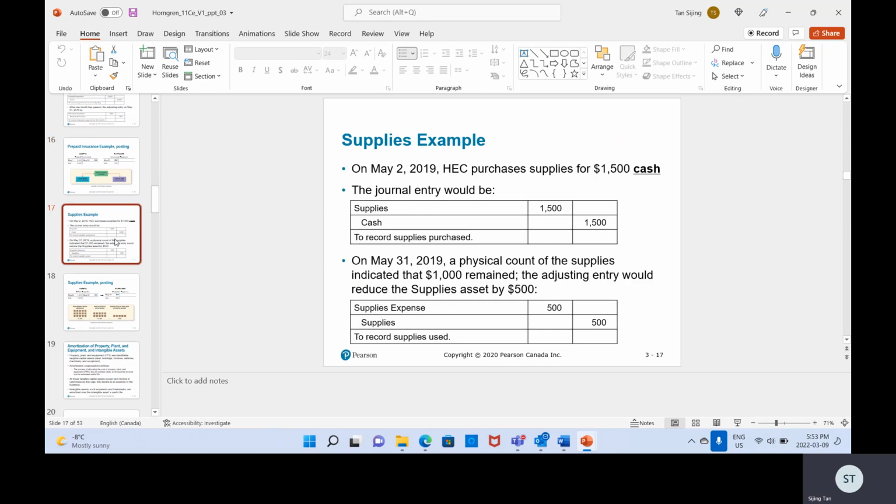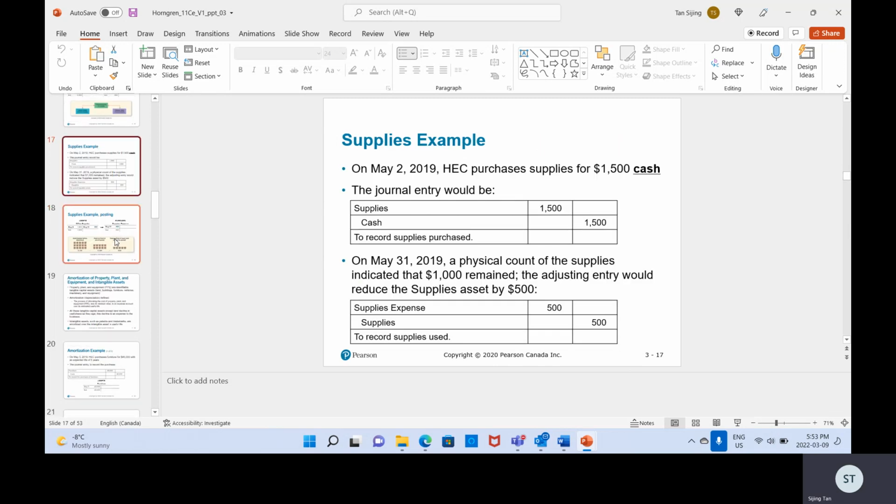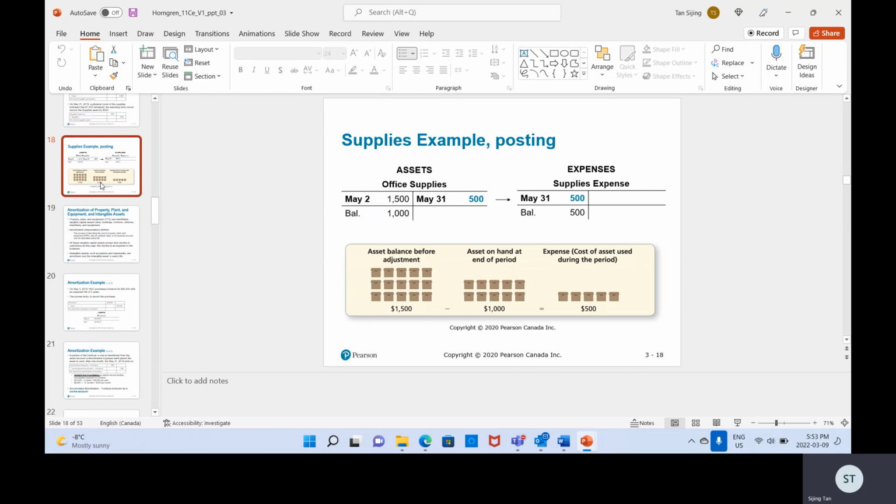Now we'll move on to the supplies example. Supplies: we purchase $1,500 of supplies with cash. So we debit supplies, credit cash. Right, on May 31st, we see that we have $1,000 of supplies left, which means you used $500. What we need to do is debit our supply expenses and credit our supplies to record the supplies being used. Right. Now we move on to supply expenses posting, exactly the same as prepaid expenses.